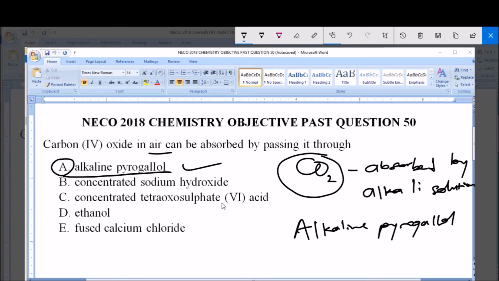Now concentrated tetraoxosulfate(VI) acid and fused calcium chloride are drying agents. These are drying agents. So the answer is A, alkaline pyrogallol.